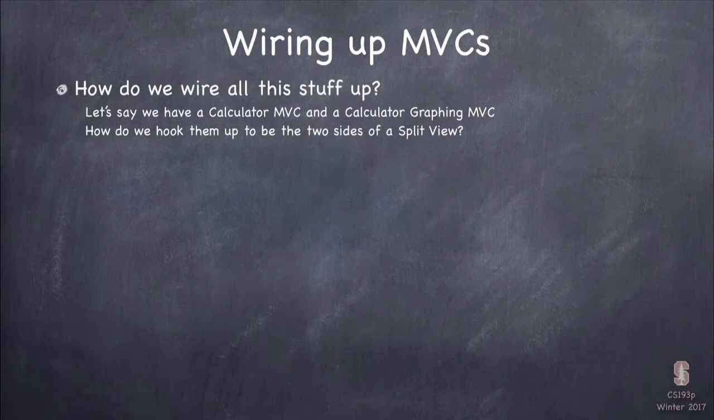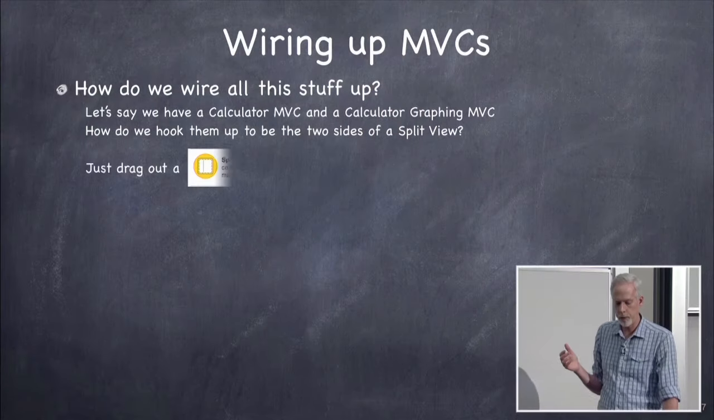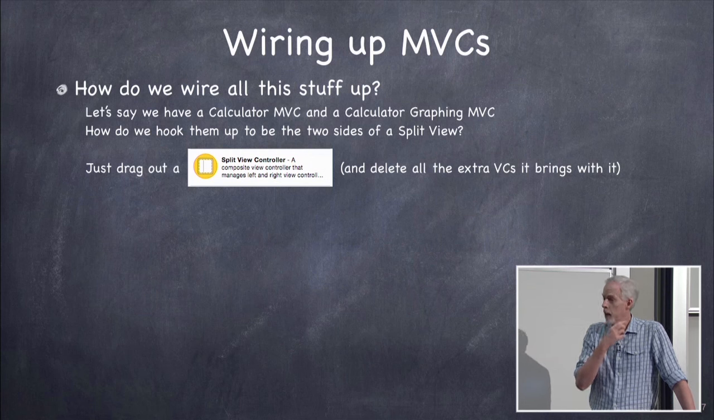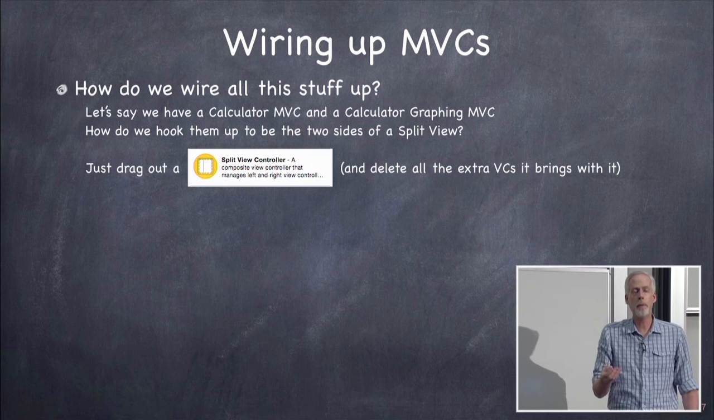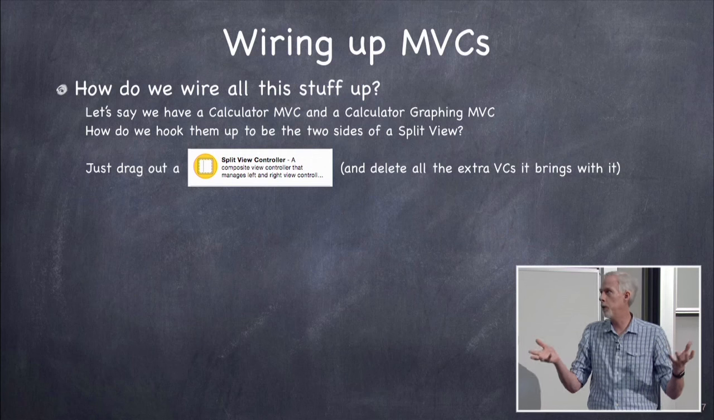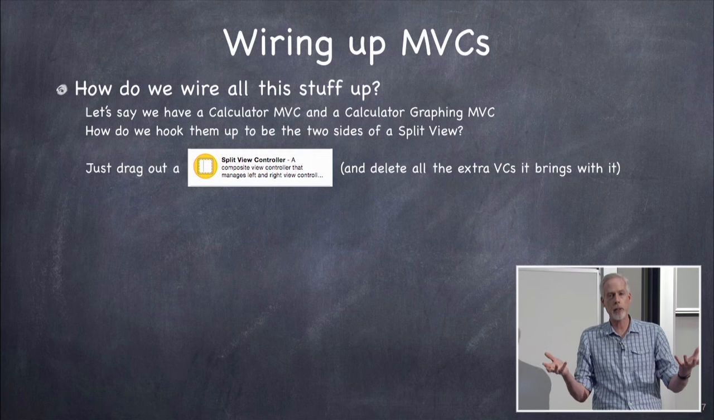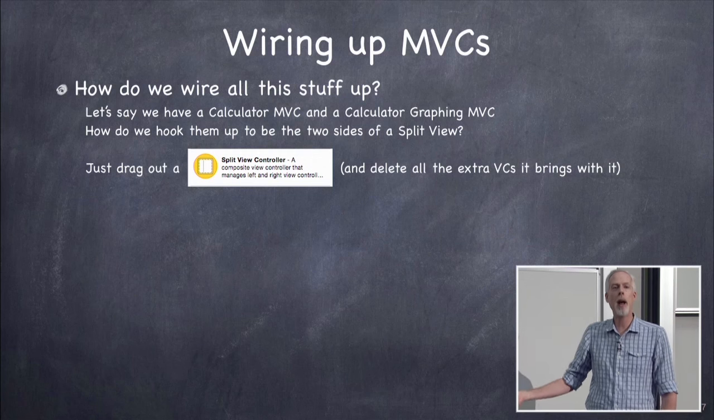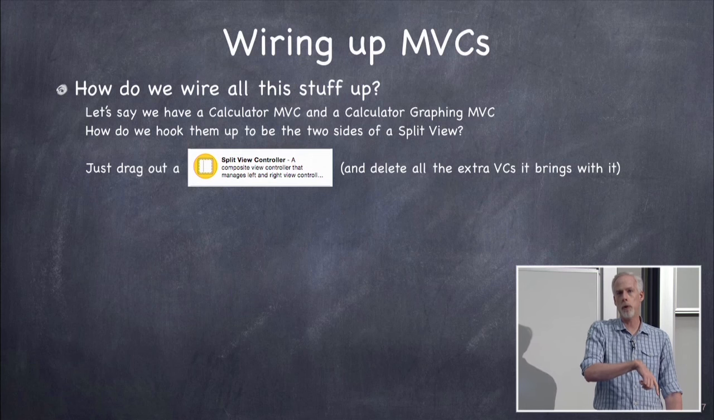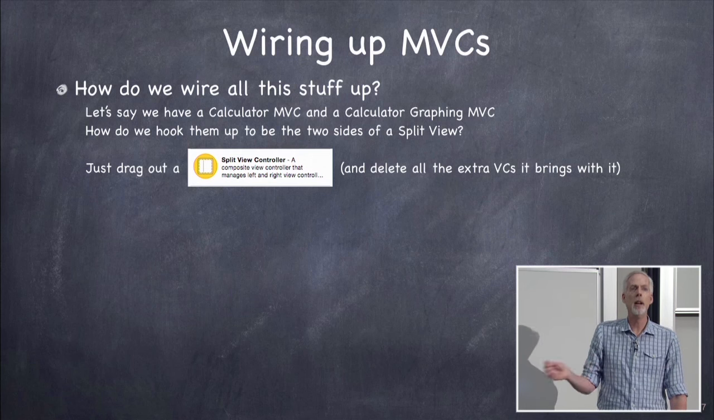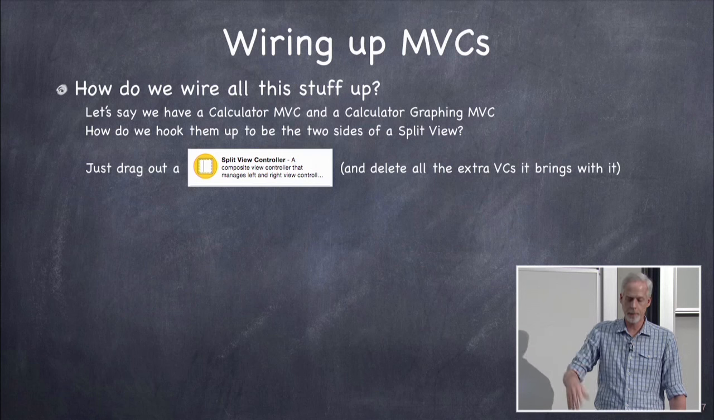Okay? Now, how do we wire all this stuff up? Of course, we're going to do it all graphically. Let's start by looking at the split view and how we do this. Now, to create a new view controller, whether it's one of these view controllers of view controllers that we're talking about, or just a regular view controller, you go down to the object palette and you drag it out into your storyboard, just like a button, okay?